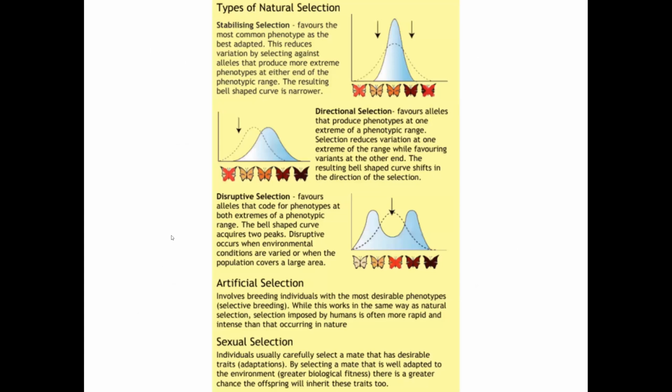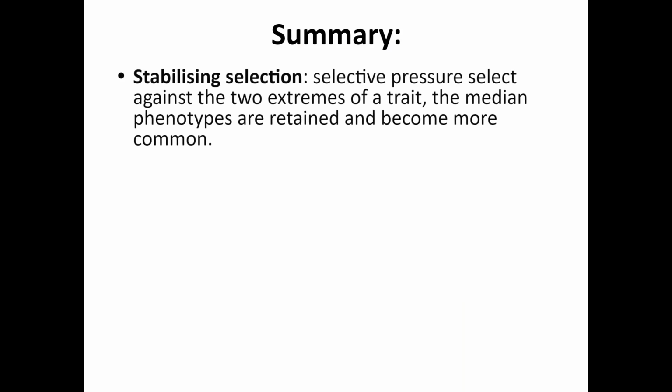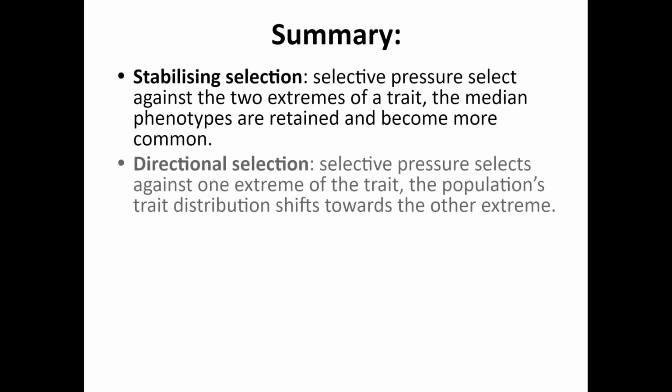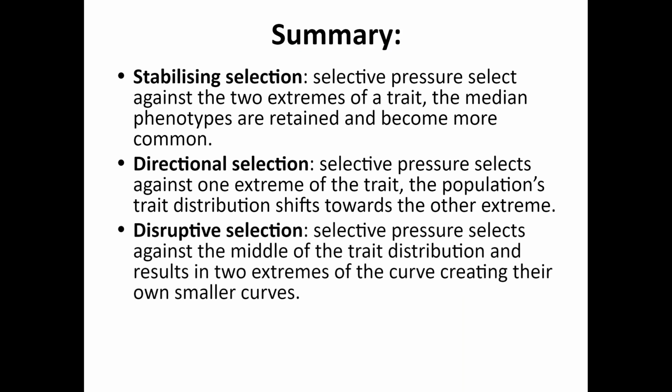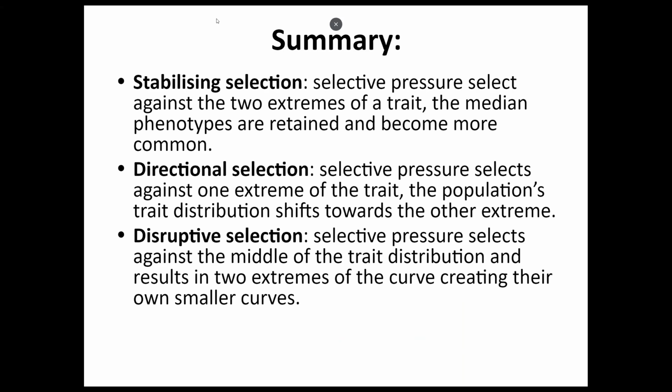So this explains it in more detail. Feel free to pause the video because there's some examples with the butterflies and the color here. Okay, so in summary, stabilizing selection pressures select against two extremes, directional selects against one extreme, disruptive selects against the middle, and those are the three that you need to know about. And that's the end of the video.